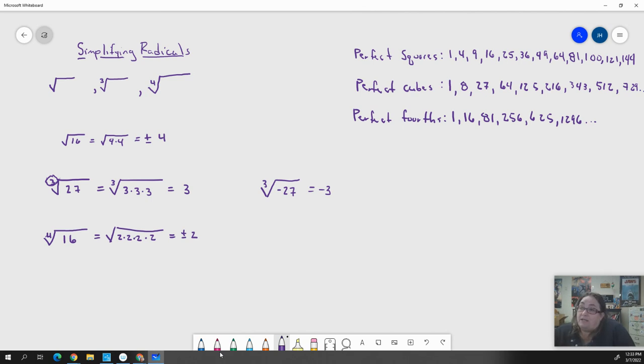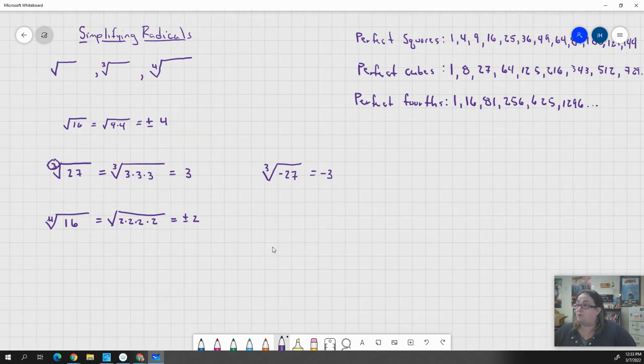What's good about knowing these, or at least having a list of them in front of you when you're trying to break these things down, is it gives you a good idea of how, as the powers change, how much faster things increase, right?